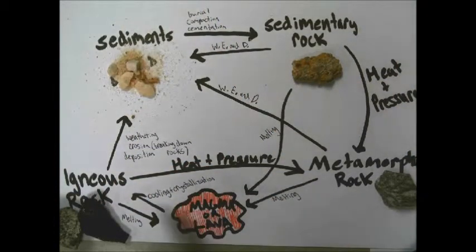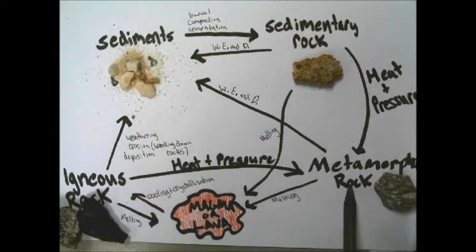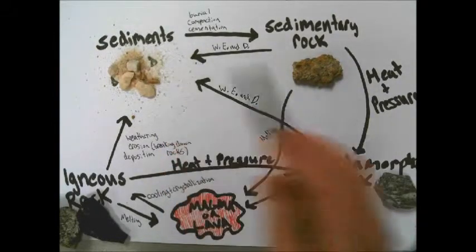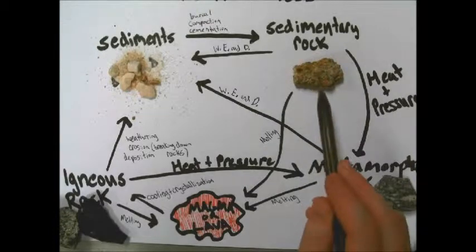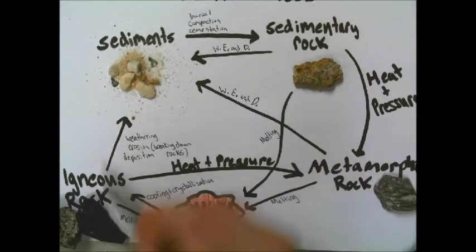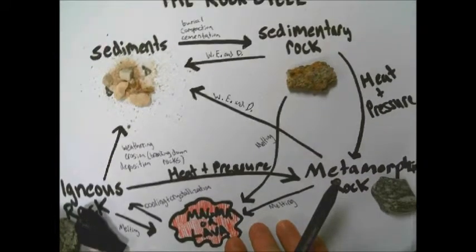So you can start as magma or lava, cool down into an igneous rock, be heat and pressurified into a metamorphic rock, get broken down into sediments, get compacted into a sedimentary rock, and then melt again into magma or lava, and do that whole process all over again. And that is kind of the beauty of the rock cycle.